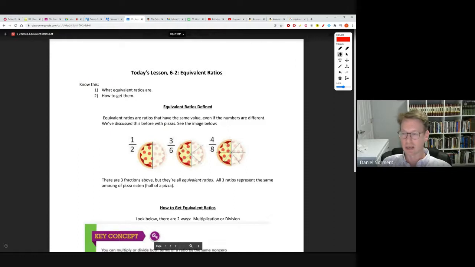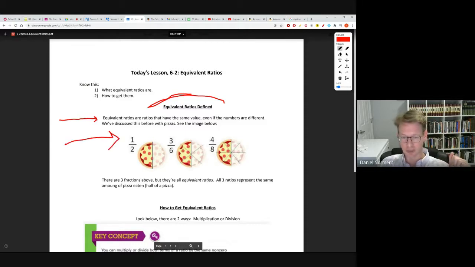Now, equivalent ratios defined. So I'm right here in the notes, okay? So equivalent ratios, what are they? They are ratios that have the same value, even if the numbers are different. I have said that many times before. We've discussed this with pizza. So look below. You see this right here?